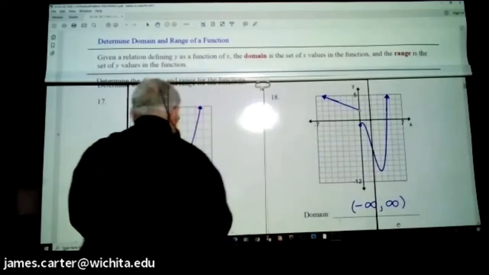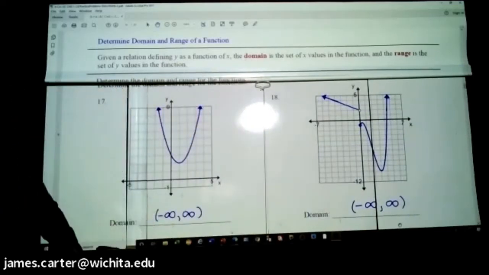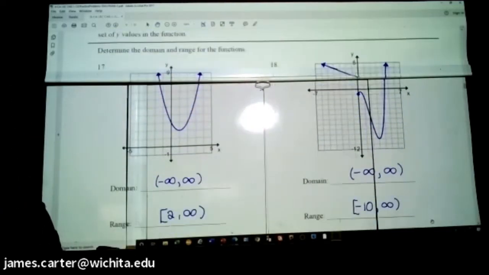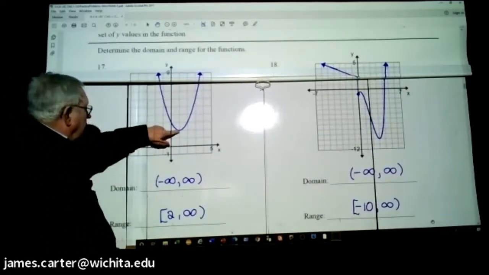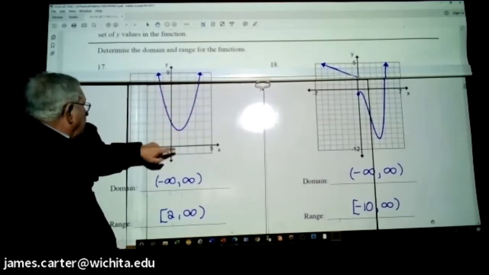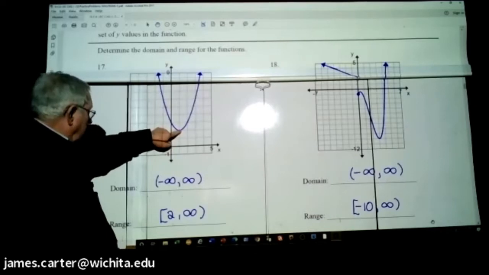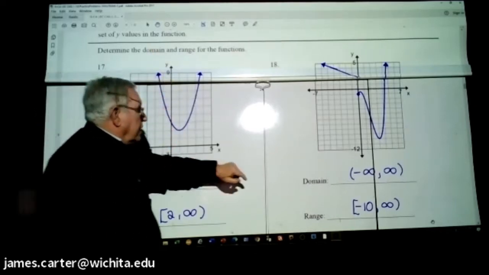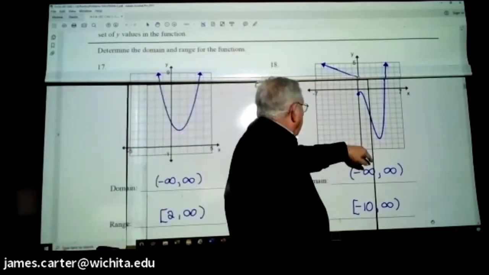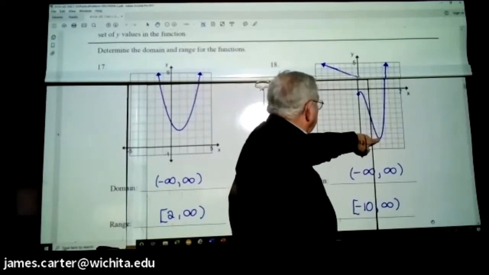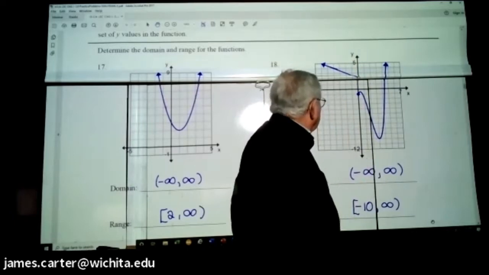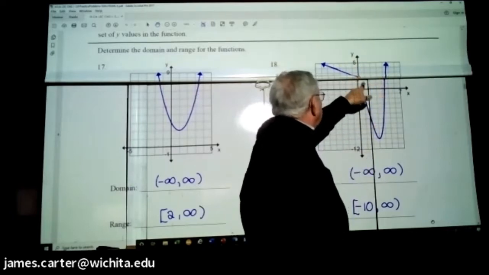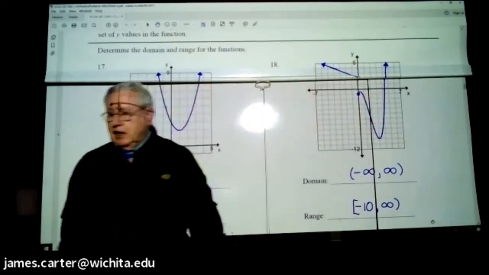Now, down here on the ranges, let me scoot that up just a wee bit. Remember, on range, you go from bottom to top. So our lowest value is an included 2 right here, 1, 2, and it goes to infinity. Over here, we have a -10 as our low spot, and there are no gaps in the total set of y values all the way to infinity.